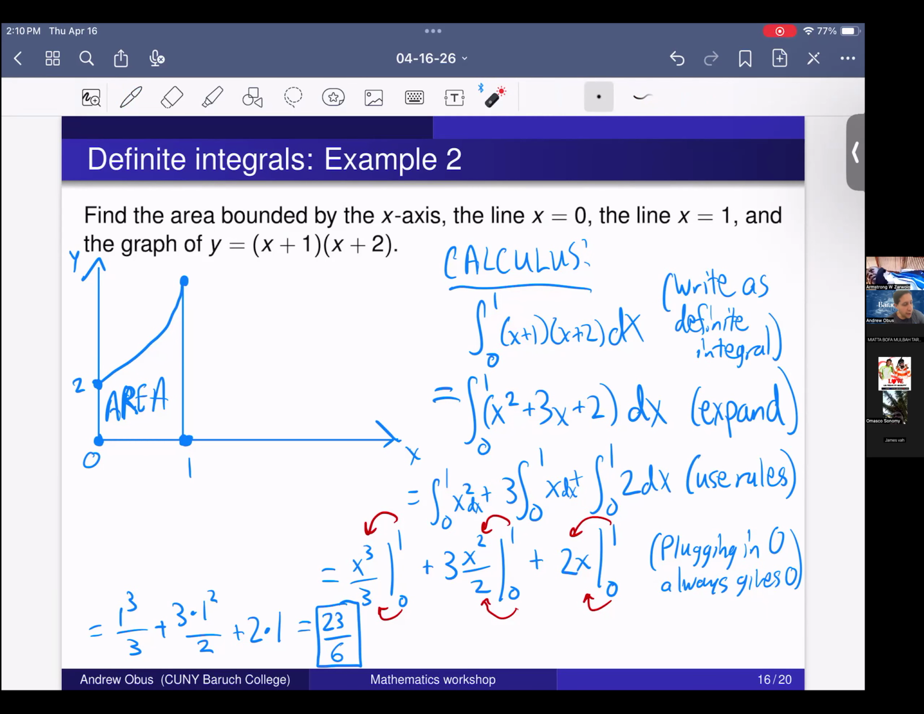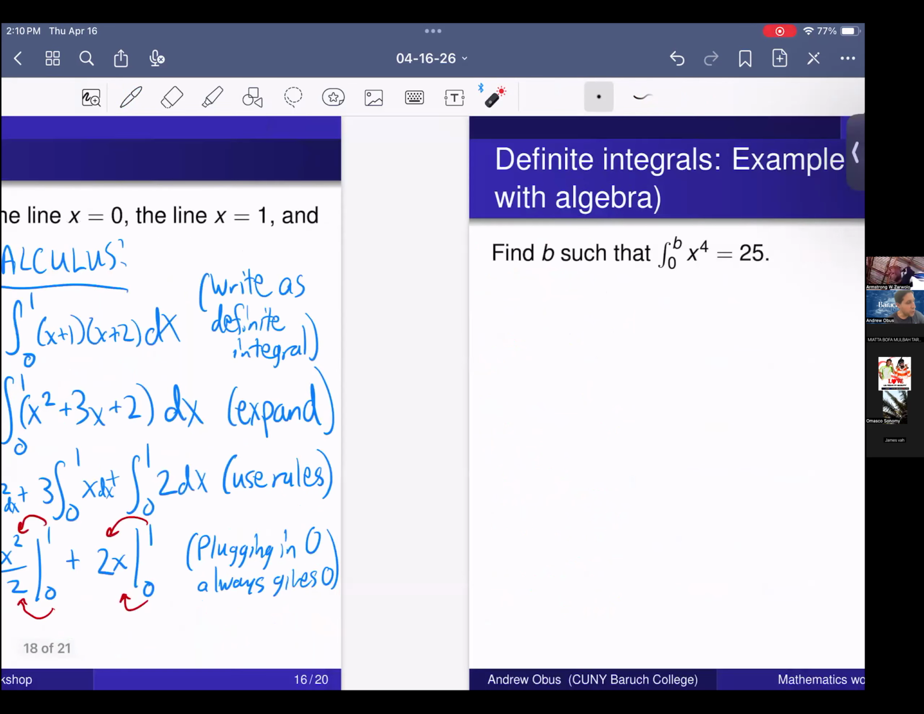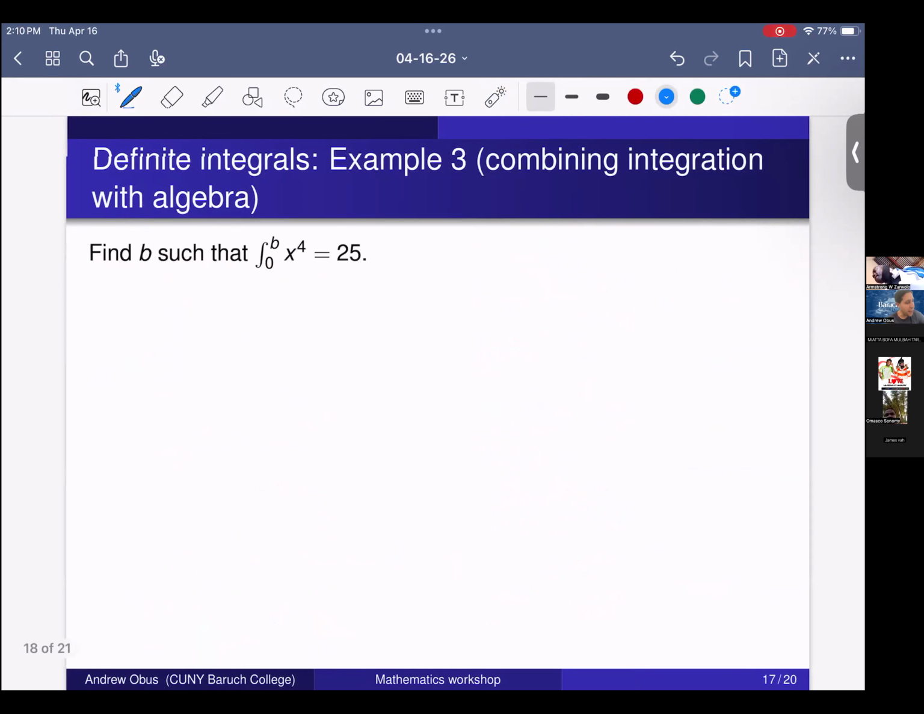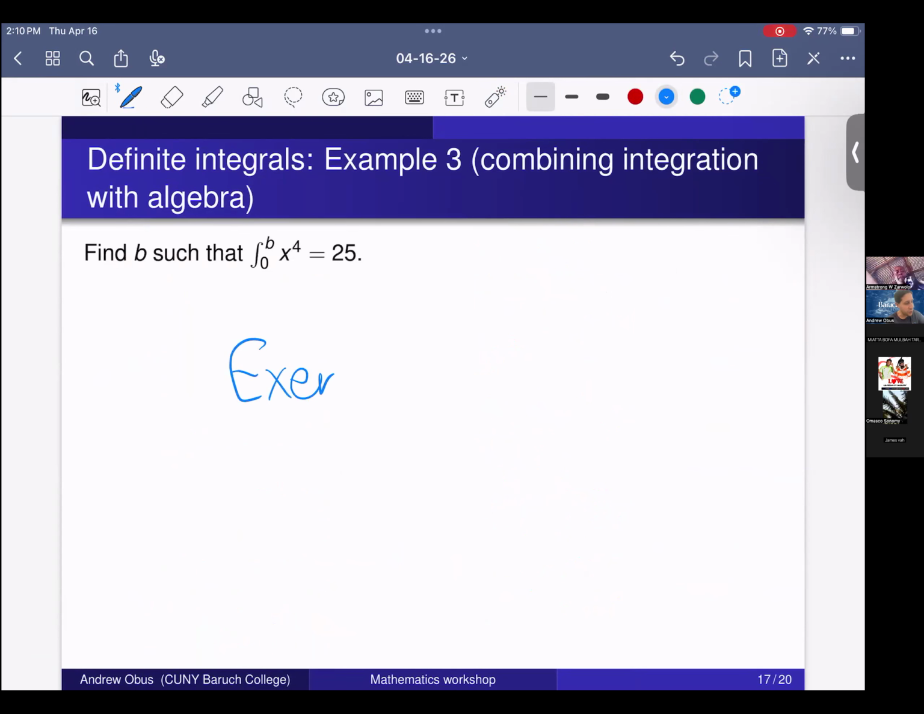Okay, so we're more or less out of time. So let me just finish up. Here's another example, a trickier example combining integration with algebra. I'm just going to leave this as an exercise. You can do it and send it to the chat if you want. It'll be in the notes that I send out.